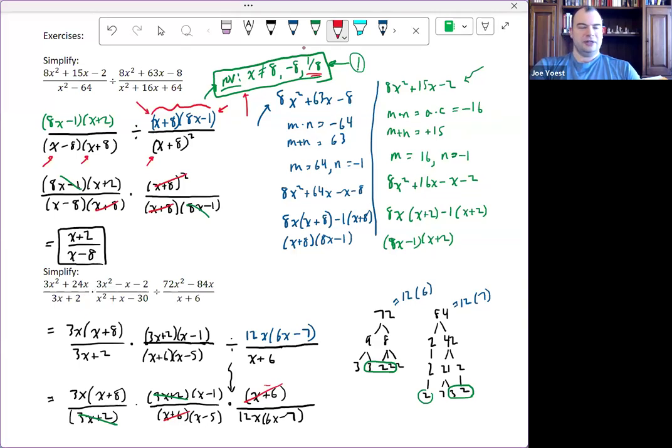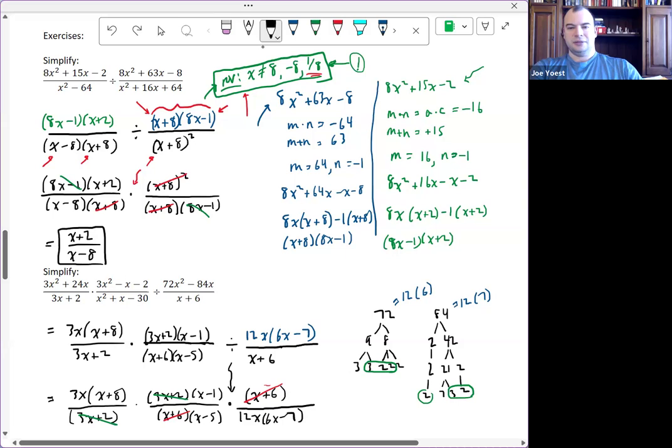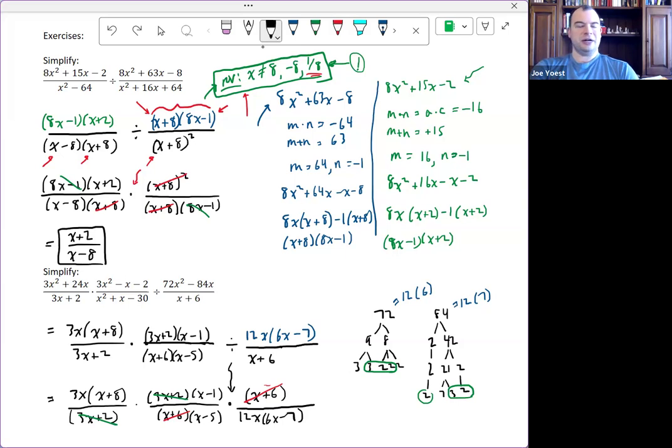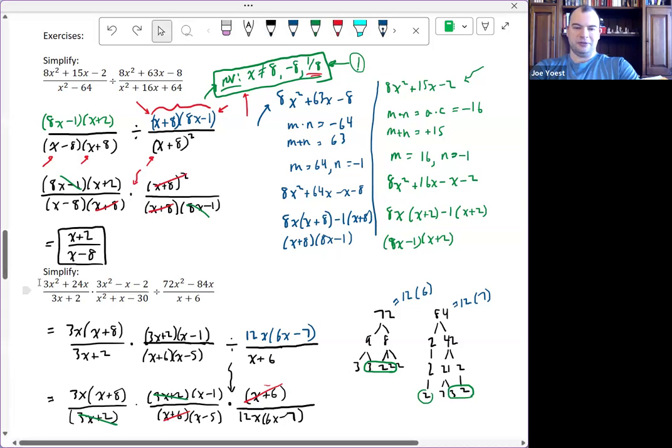And now I didn't write out another step where I wrote them all over one division bar because I know that, okay, if these are multiplied, I can really just think of this as over a single division bar like that. So I see that the x plus 8 squared on top, two factors of x plus 8, divides out with the two factors of x plus 8 that are in the denominators of the two rational expressions. The 8x minus 1 factor divides out, and I'm left with simply x plus 2 over x minus 8 as my simplified form.